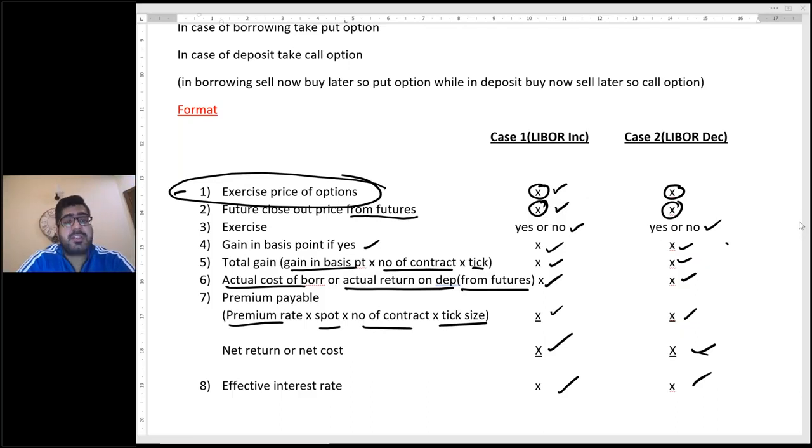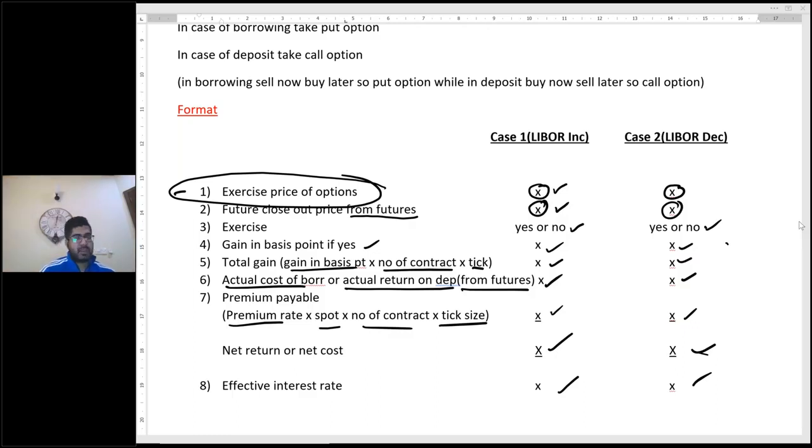Now, we have discussed up till now in today's class, firstly, what exactly is interest rate risk? We told you that interest rate risk is the risk that interest rates will go up if we need to borrow, or interest rates will go down if we need to deposit. Common techniques to hedge interest rate risk, because it cannot be eliminated, it can only be minimized, are FRAs, futures, options.